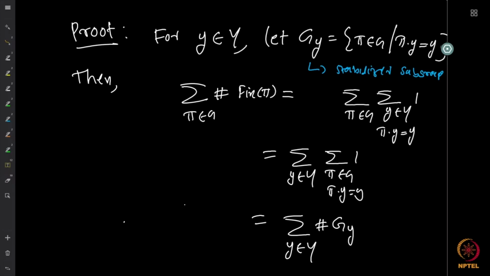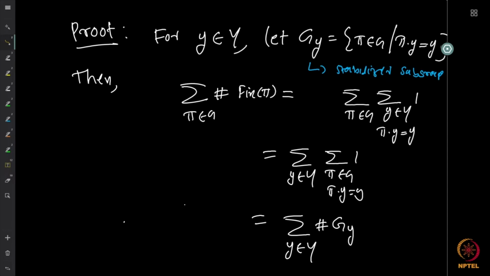Again, what is this term? That is precisely the number of permutations which fix the element y, which is the cardinality of G_y, which is the stabilizer subgroup. So we get summation over all y in Y of the cardinality of G_y. Now let us see.